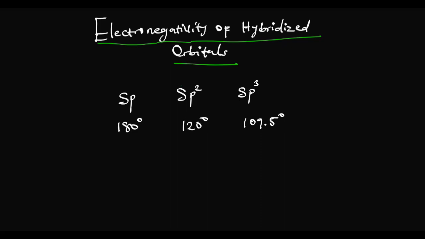So now, as I told you, the electronegativity of the hybridized orbitals is not a big deal. The greater the s character of a hybrid orbital, the greater the electronegativity. So let's get this into words. The greater the s character, the greater its electronegativity.